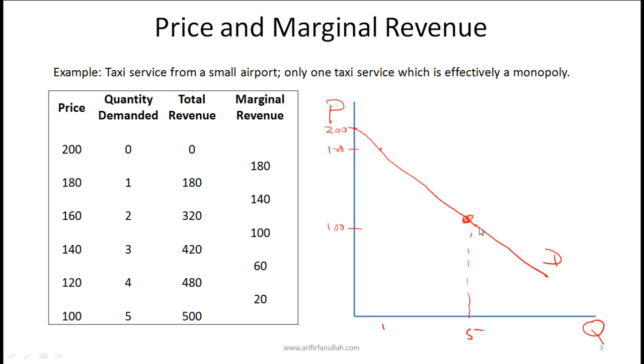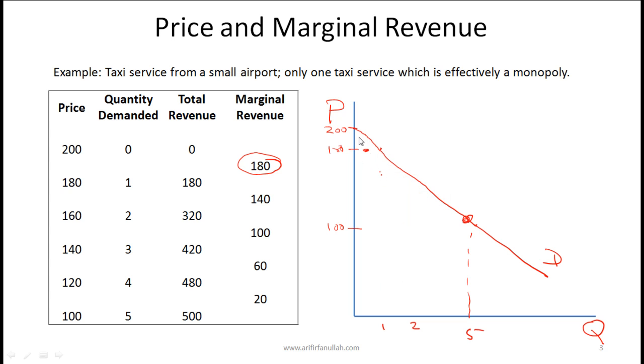Now, how do we come up with a marginal revenue curve? In a monopoly, let's just create the marginal revenue curve, and then I'll explain where it comes from. So what is marginal revenue? Marginal revenue is the additional revenue when you sell one more unit. Going from 0 units to 1 unit, the additional revenue was 180. And then going from 1 unit to 2 units, our additional revenue is 140, and so on.